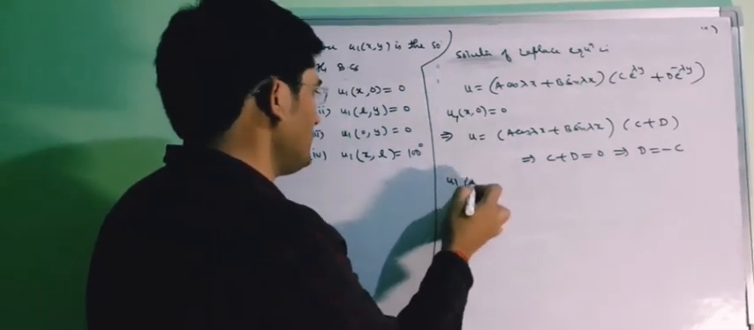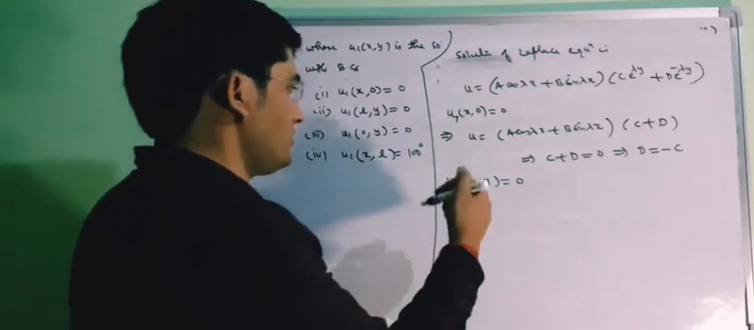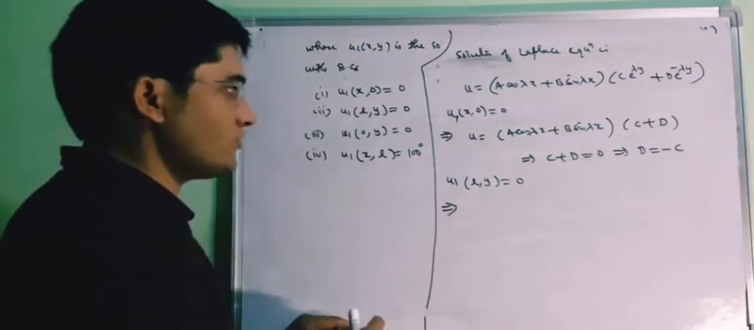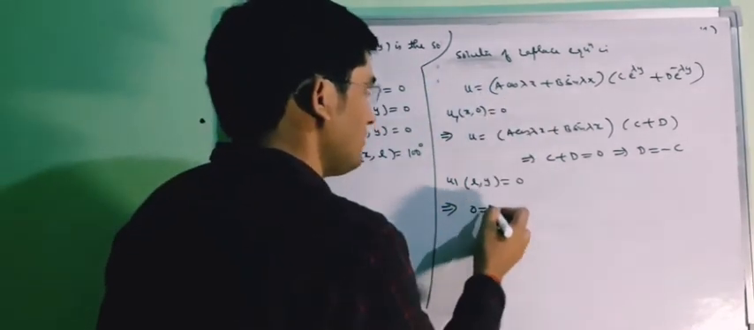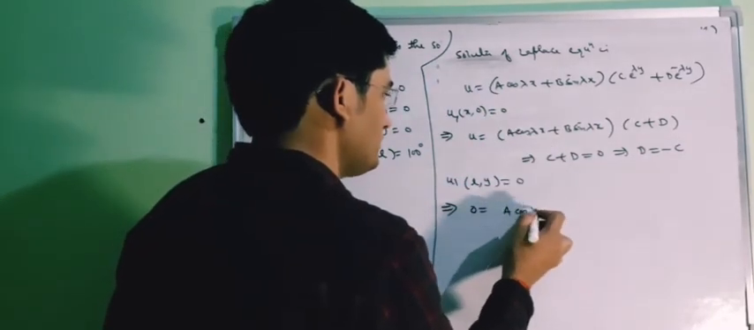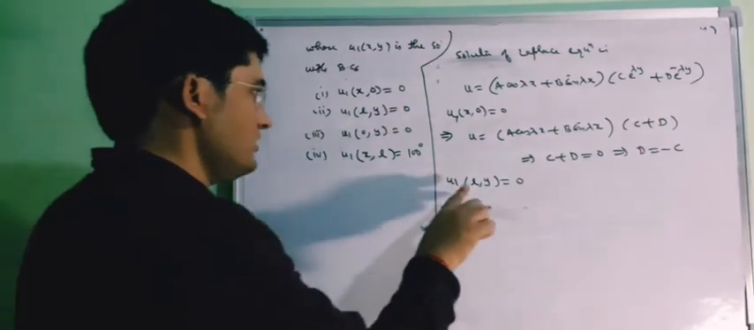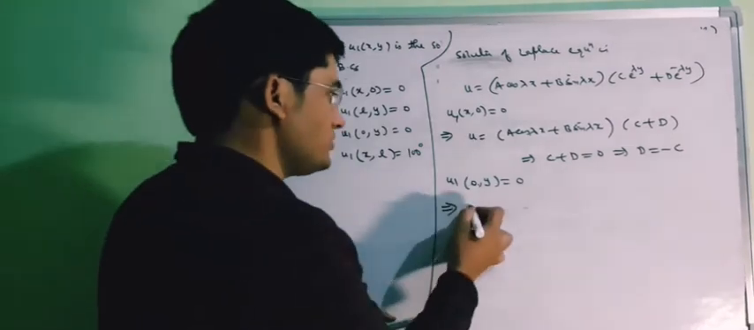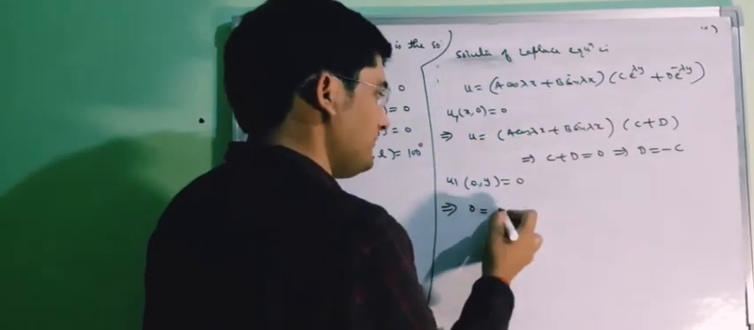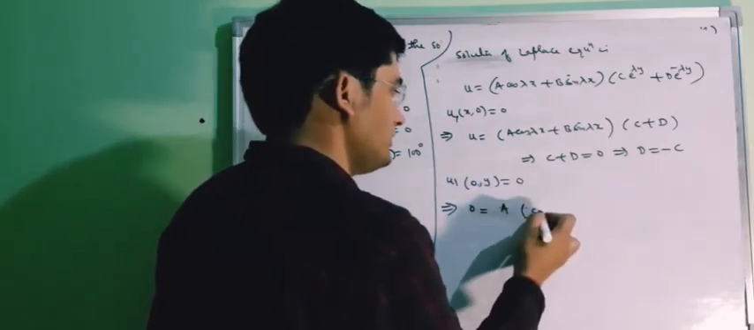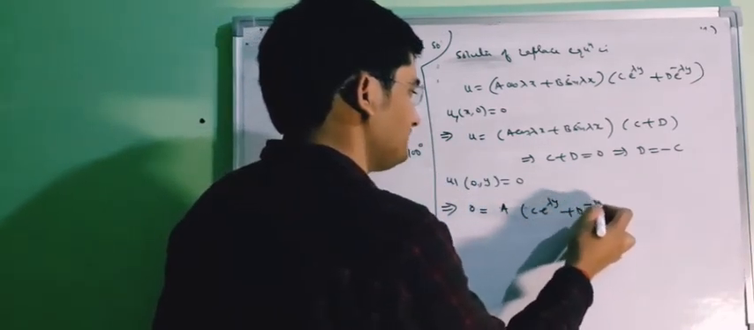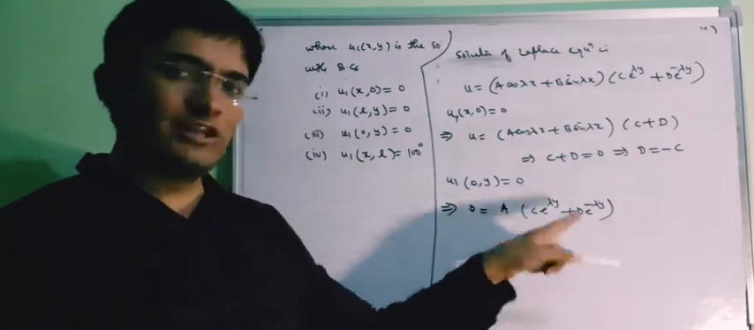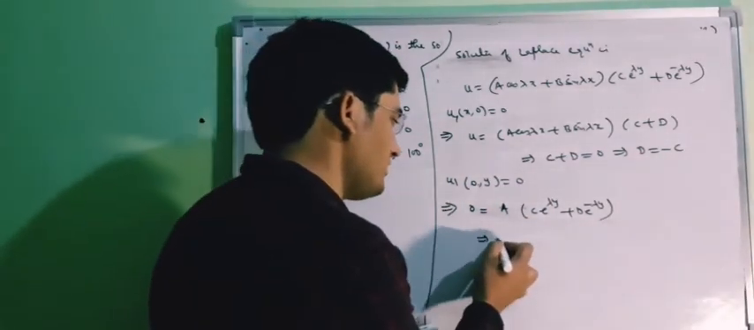Now let us use the boundary condition u1(0, y) equal to 0 and u1(L, y) equal to 0. We will use the second condition later on. First use the condition u1(0, y) equal to 0, so when x is 0, u is 0. On putting x equal to 0, we will have a into (c e to the power lambda y plus d e to the power minus lambda y). As d is in terms of c, this c cannot be 0, otherwise the solution will be 0. So from here we have a equal to 0.